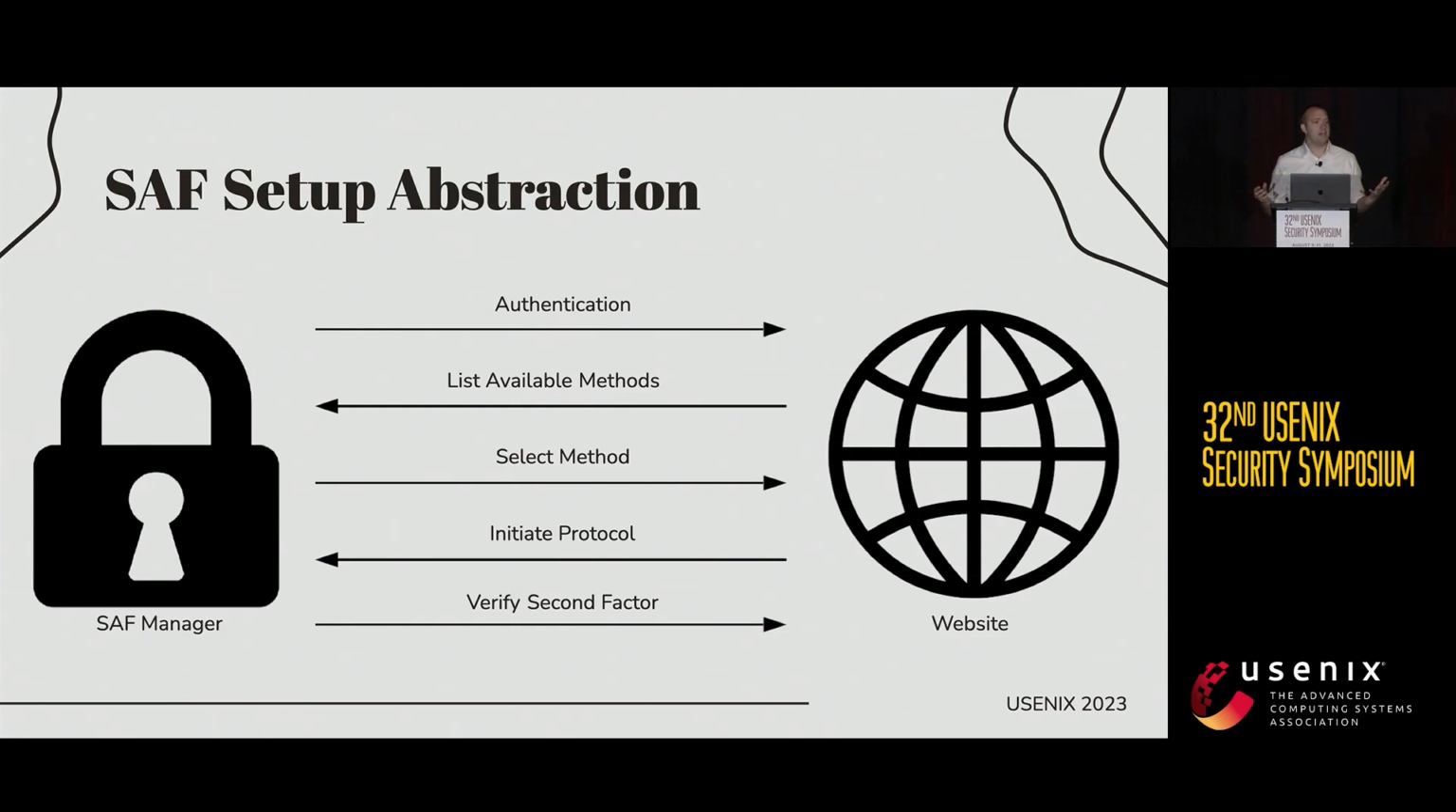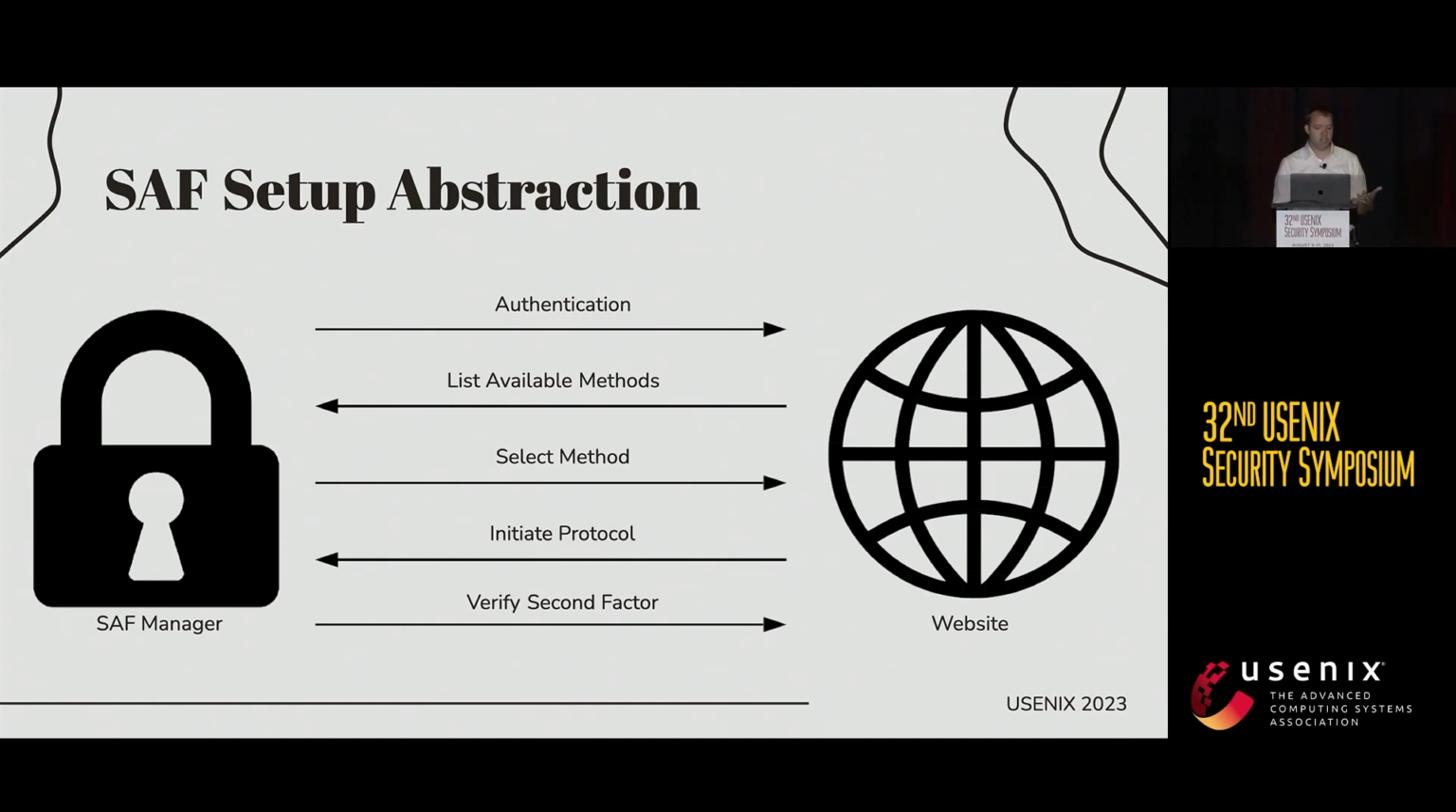To accomplish this task, we analyzed 10 different 2FA implementations across a variety of popular websites to create an abstraction of the general flow of the SAF setup process and how our tool could potentially automate this process. First, a manager would authenticate the website or the user to the website. The website would return a list of available SAF methods the user could enable. The manager, with the user's help, would select a preferred method.